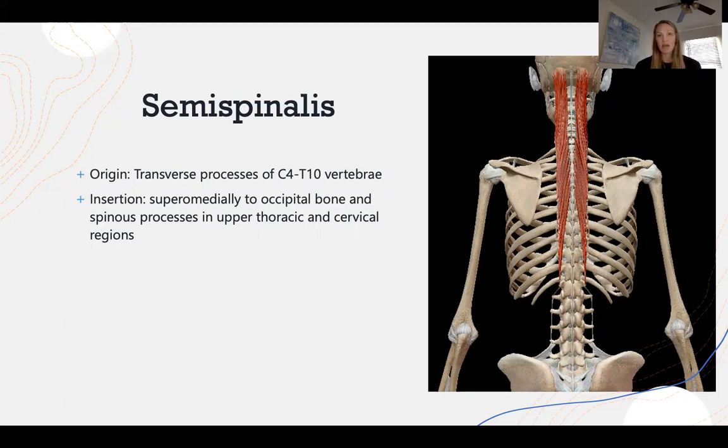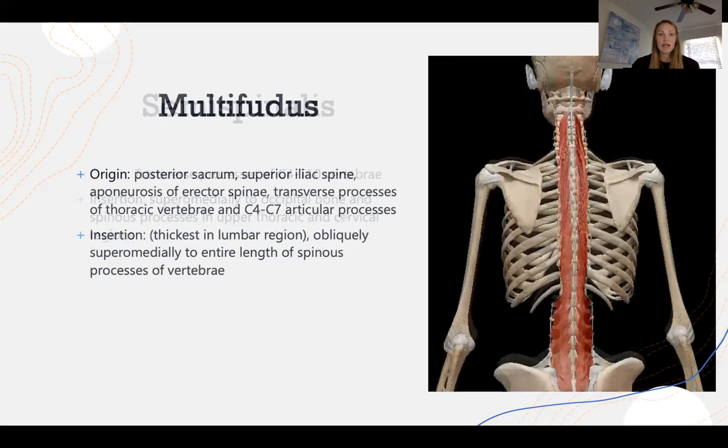Its unilateral action is flexion of the head, cervical, and thoracic spine, and contralateral rotation. And bilaterally, it extends the head, cervical, and thoracic regions. Next, we have multifidus. This one spans 2 to 4 segments, and unilaterally it is flexion of the spine and contralateral rotation, and bilaterally, it extends the spine.